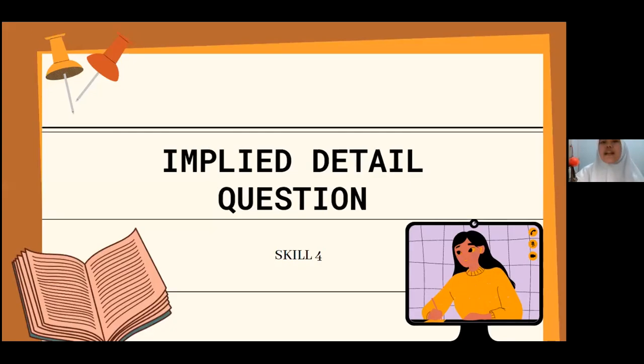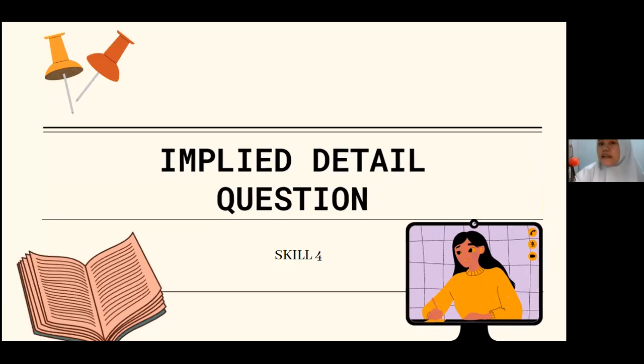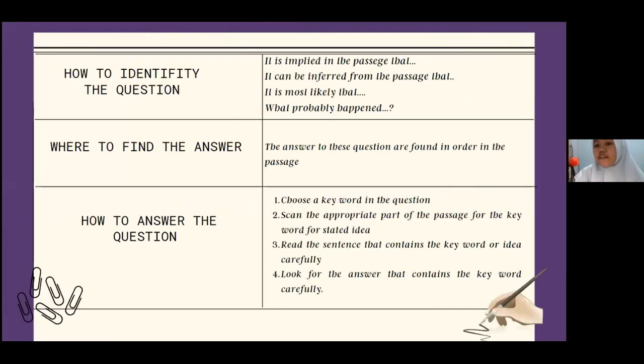Firstly, I would like to look at skill 4 of reading. As you can see here, skill 4 is about implied detailed questions. The word is not written in the text, but you have to conclude. An example of a question is, it's implied in the passage that... So if there are words like implied, inferred, most likely that, and what probably happened, it means you have to conclude.